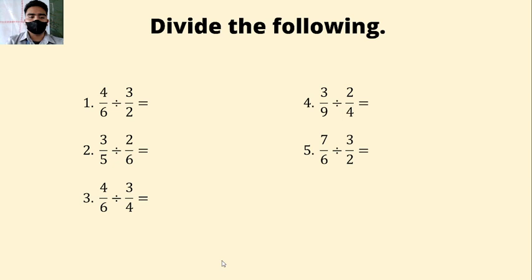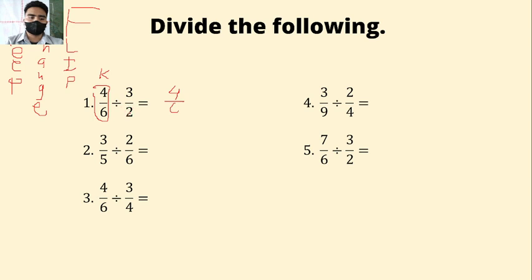Alright. So how about this one? Divide the following. So we are here to divide. How are we going to divide? Please remember this initial, KCF. K is for keep. C is for change. F is for flip. Okay? So, K for keep. You're going to keep the first term. So, you're just going to write it as it is.